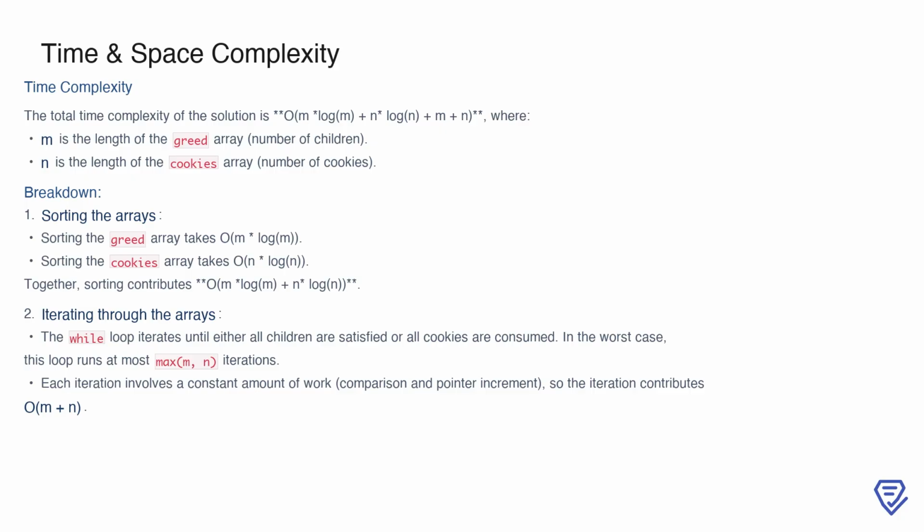After sorting, we iterate through the arrays using a two-pointer approach. In the worst case, the while loop runs a maximum of max(m, n) times, as we either exhaust all the children or all the cookies. Each iteration involves simple comparisons and pointer increments, which take constant time. Hence, this step contributes m + n. Combining both parts, the total time complexity is m * log m + n * log n + m + n. However, since m * log m + n * log n dominates m + n, the overall time complexity simplifies to m * log m + n * log n.